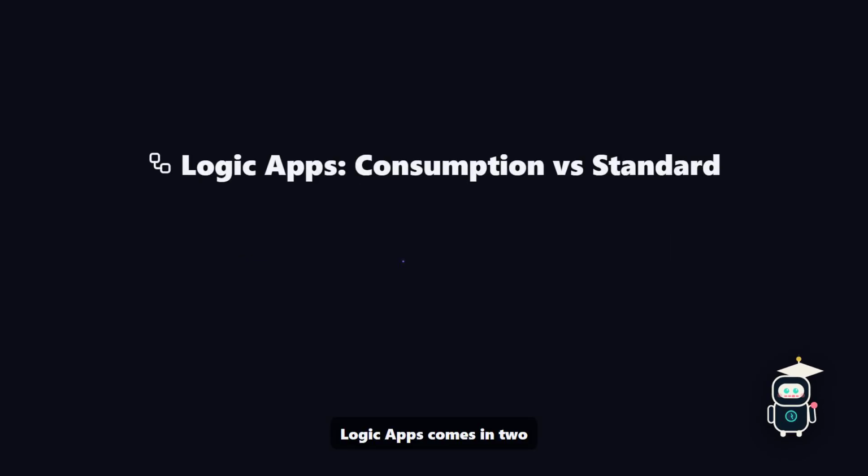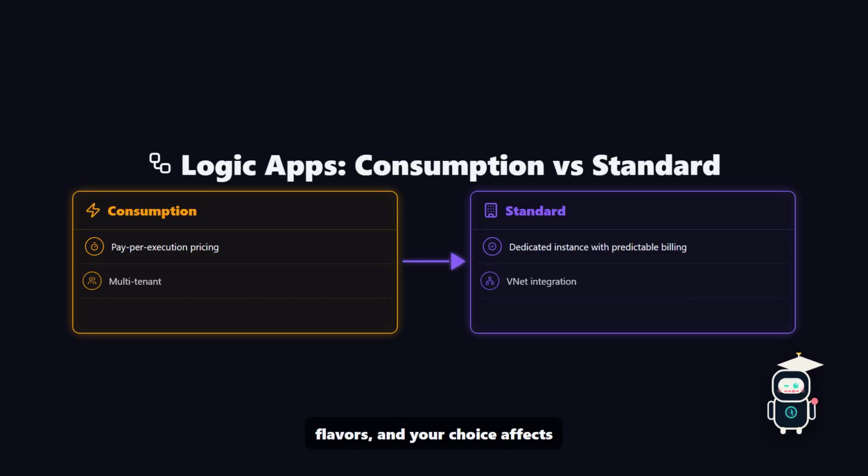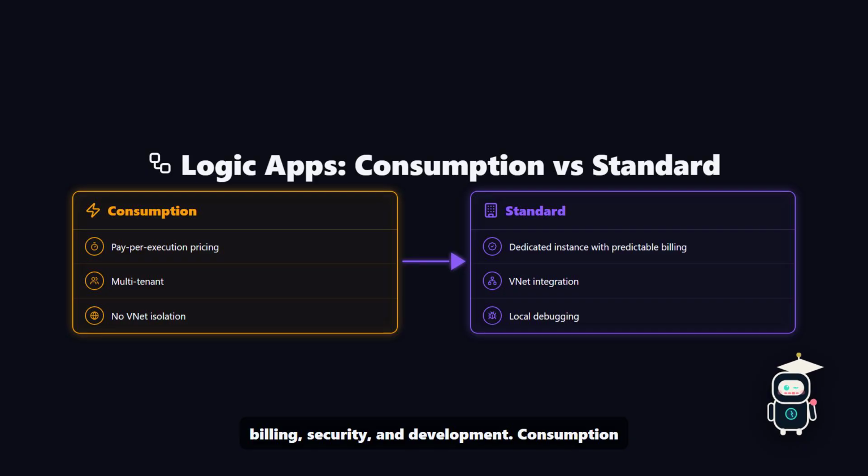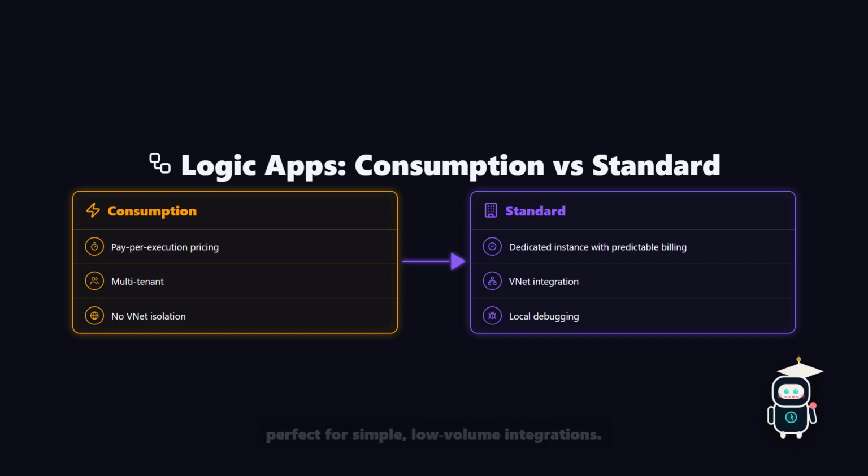Logic Apps comes in 2 flavors, and your choice affects billing, security, and development. Consumption is multi-tenant and charges only when your workflow runs, perfect for simple, low-volume integrations. Standard, on the other hand, runs on a dedicated instance that offers consistent pricing, VNet integration, and even local debugging. For an enterprise that needs isolation, Standard is the way to go.